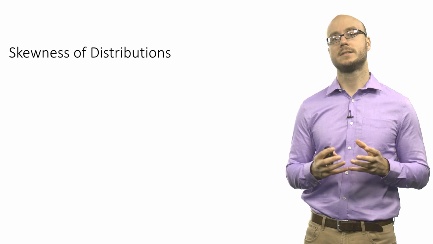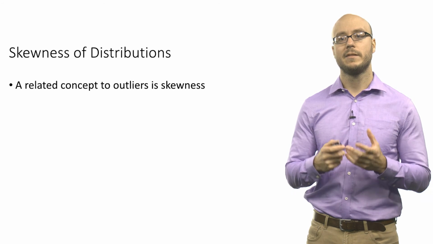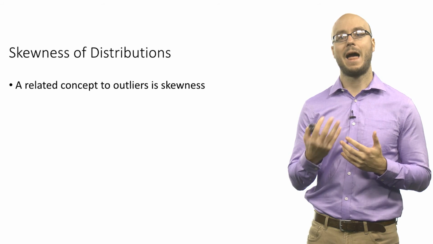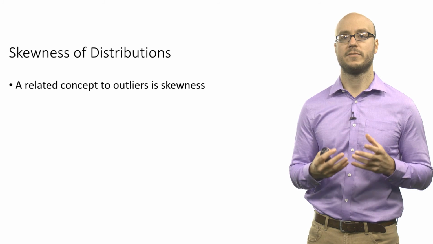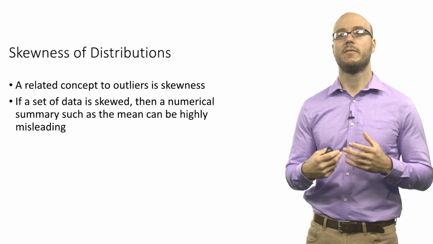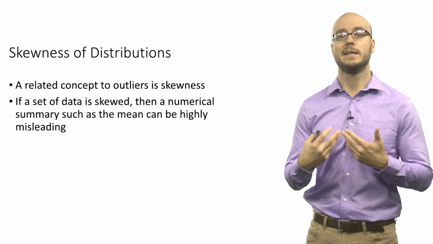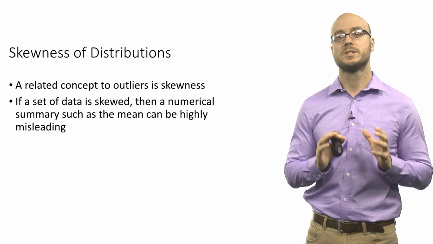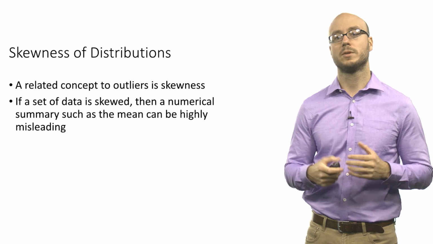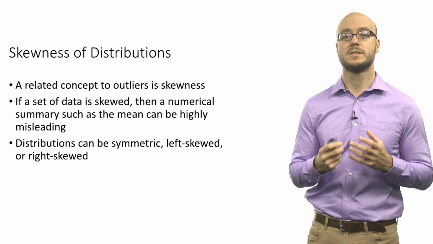A related concept to the idea of outliers is skewness. The difference between what an outlier is and what a skewed distribution is, it's not that different. You can think of a skewed distribution as having a lot of outliers. In either case, whether you have skewness or outliers, a numerical summary, such as the mean, standard deviation, or variance, can be very misleading.